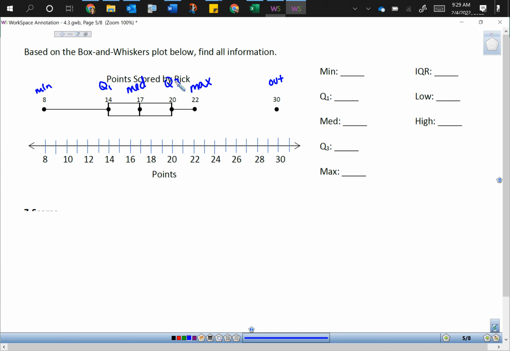So all I want you to do is be able to read a box and whisker plot if it's given to you. So we just kind of figured that out. Now let's put this information over here. What's my minimum? 8. What's my 1st quartile? 14. Median? 17. 3rd quartile? 20. Maximum? 22. Now the interquartile range, do a little bit of math. 6, very good. 20 minus 14. Do I have any low outliers here? Do you see any on the graph? No. So what we're going to put is not applicable in A. And do I have any high outliers here? Yes. What is it? 30.